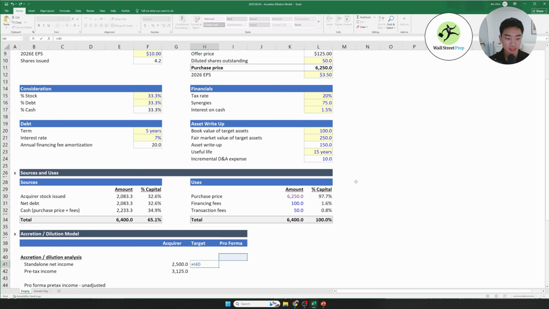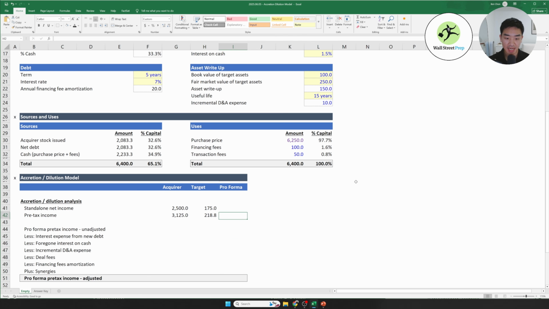Then for our target, we can basically do the same thing. We have our earnings per share here. We can multiply it by our number of shares. And then again, back into this, 1 minus our tax rate. Of course, the buyer and target are going to have different tax rates, but for our purposes, we're just going to assume the same tax rate. And then this is the part where you're literally just adding things together. Pro forma, your acquirer's net income plus your target, and then your pre-tax income, acquirer plus target.